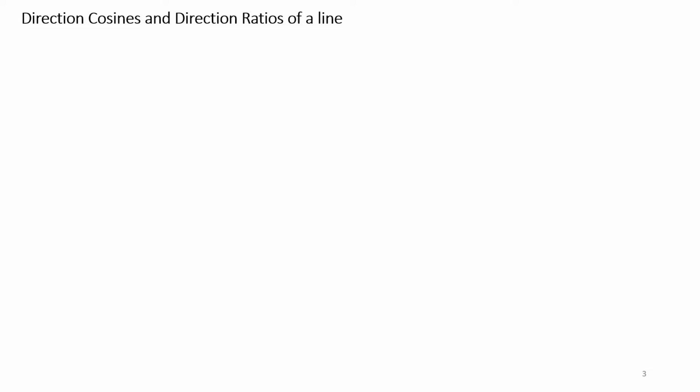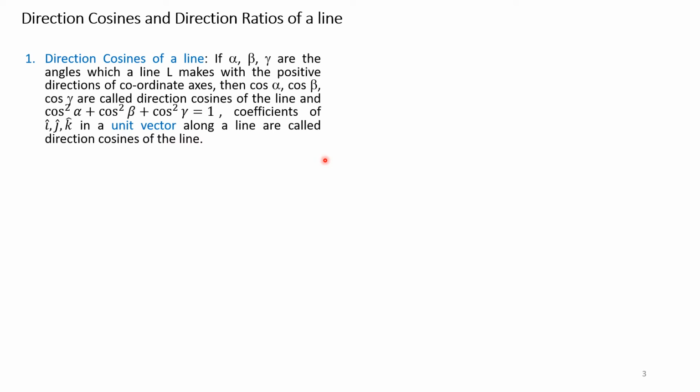Now, direction cosines and direction ratios of a line. Direction cosines of a line: if alpha, beta and gamma are the angles which a line L makes with respect to the positive directions of coordinate axes, that is x-axis, y-axis and z-axis, then cos alpha, cos beta and cos gamma are called direction cosines of the line, and cos squared alpha plus cos squared beta plus cos squared gamma is equal to 1.